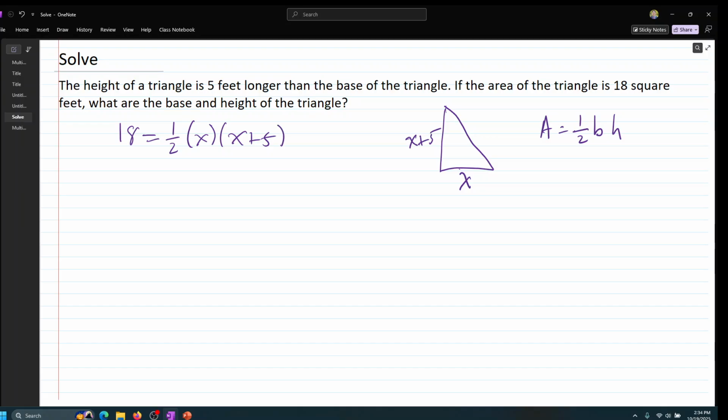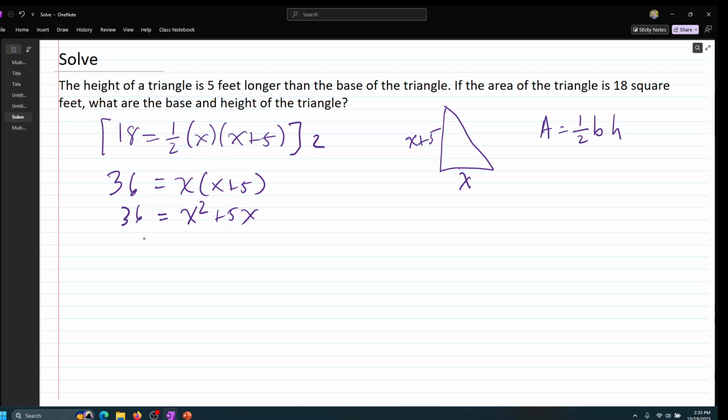Now to solve this equation, one thing we could do is to multiply both sides of the equation by 2 to get rid of the fraction. So if we do that, this would give us 36 equals x times x plus 5. And now we want to distribute that x because we want to get rid of the parentheses, so on the right hand side, x squared plus 5x equals 36.